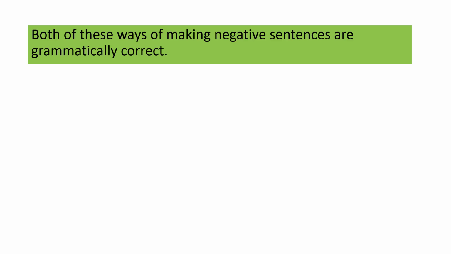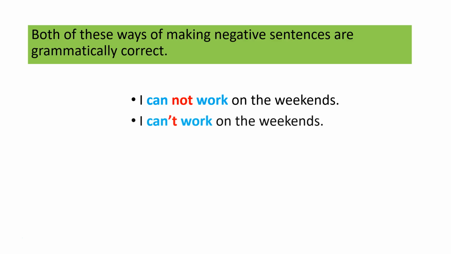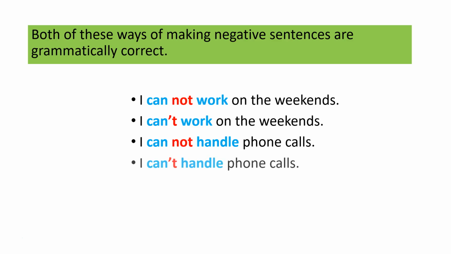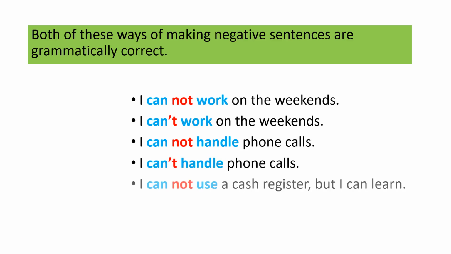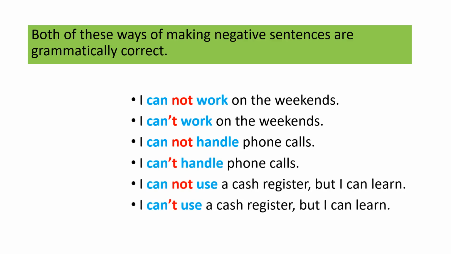Both of these ways of making negative sentences are grammatically correct. I cannot work on the weekends. Another way to say this with the contraction is I can't work on the weekends. I cannot handle phone calls. Also can be said, I can't handle phone calls. And I cannot use a cash register, but I can learn. You can say the same sentence, I can't use a cash register, but I can learn. All of those sentences are correct.